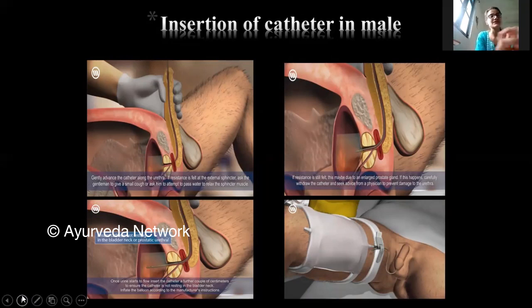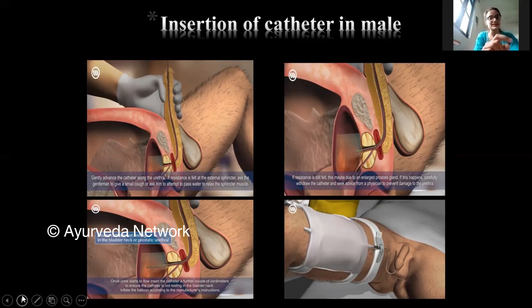Now you should insert it slowly, because it's a male patient and the urethra is around 15 to 20 centimeters long. So you have to insert it slowly and make sure that you don't do it in any hurry, and if you find any resistance, you should stop the procedure. Very slowly you have to insert this catheter into the penis of the male patient.